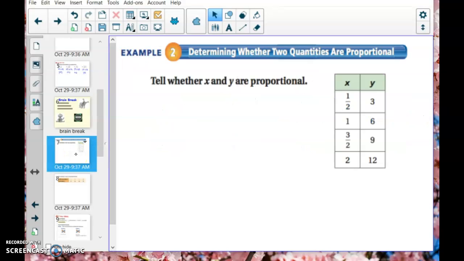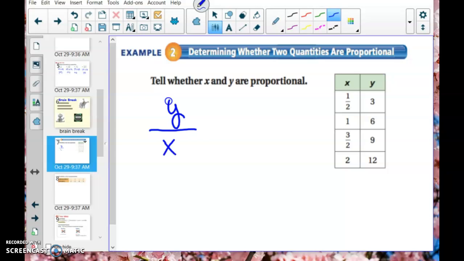So next up, tell whether x and y form a proportion. And I'm going to tell you, when we have tables like this and we want to determine if they're proportional or not, always take y divided by x. You will understand later this chapter why you want to do always y divided by x, but just take my word for it. When we're checking, we always want to take my y number divided by my x number.